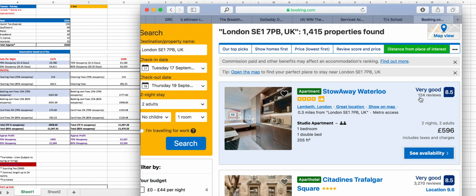124 reviews at 596. Now, I want you to remember this and don't make this mistake. These figures right here are for 2 nights. The reason why we analyze across 2 nights is because many people on booking.com do not advertise their property for 1 night bookings. So what we're doing effectively is analyzing across 2 nights and then we divide it by 2 to get the actual nightly rate. So again, to reiterate, we are trying to make this deal not work.